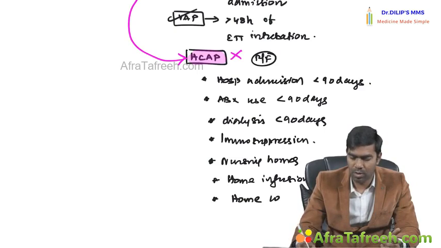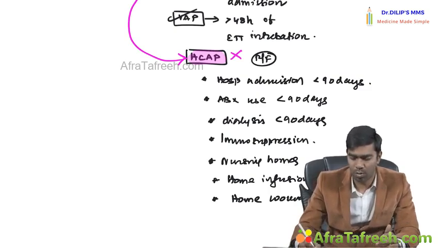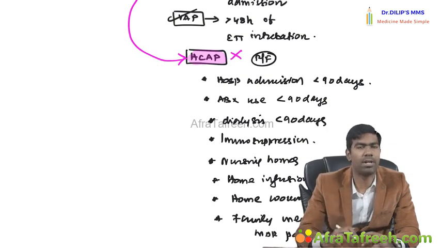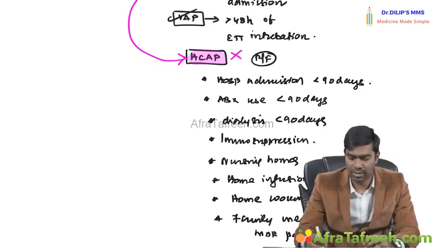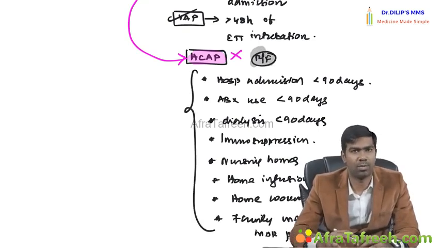Some patients are doing home wound care, very common in the form of a diabetic foot, which might be treated a little bit in the hospital and later on we discharge them and ask them to go home and dress themselves at home. So this is called home wound care. And finally, a family member with an MDR pathogen. They had already a family member who had an MDR pathogen. So these are the risk factors for developing a healthcare associated pneumonia.